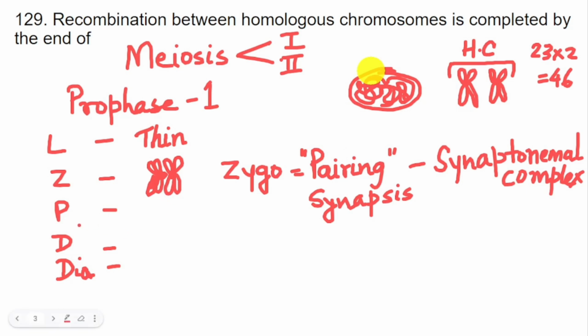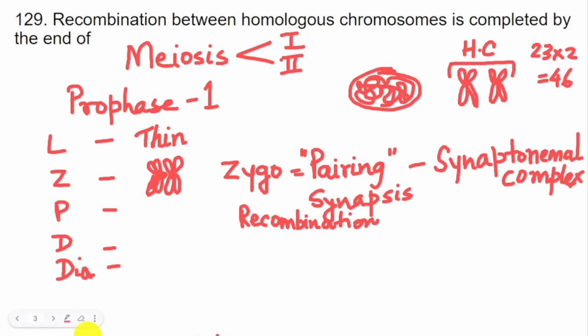By the time the next stage comes in, they are visible. So tetrads are clearly visible in Pachytene stage. And this is the stage in which recombination occurs. Recombination. And how does it occur? By crossing over.